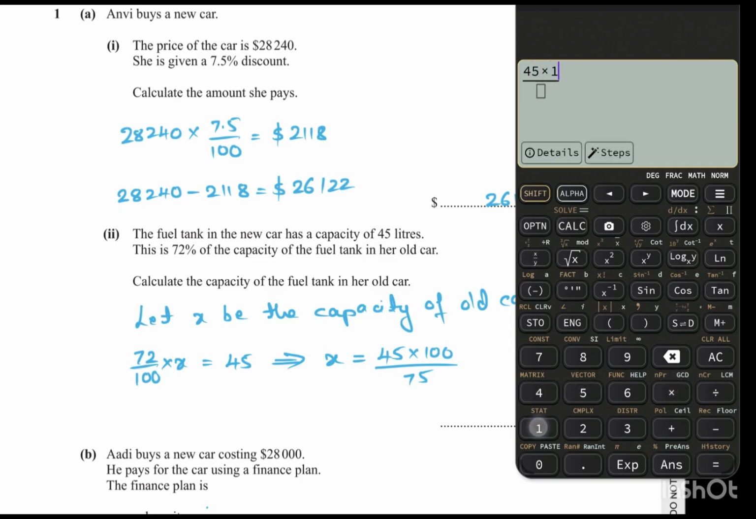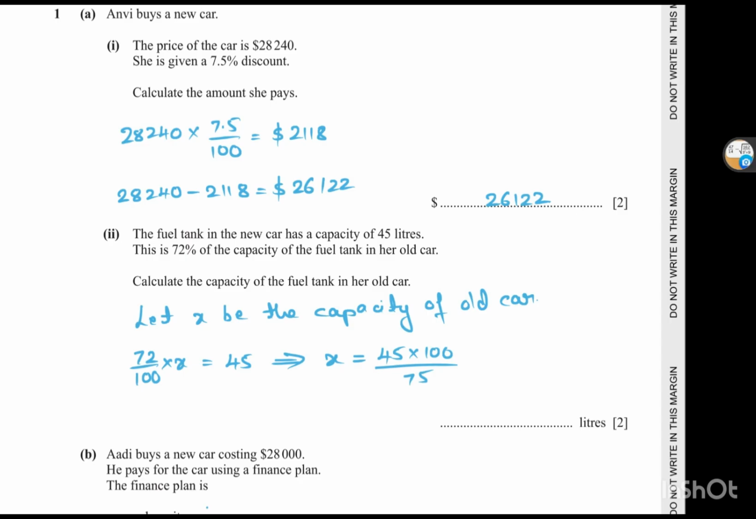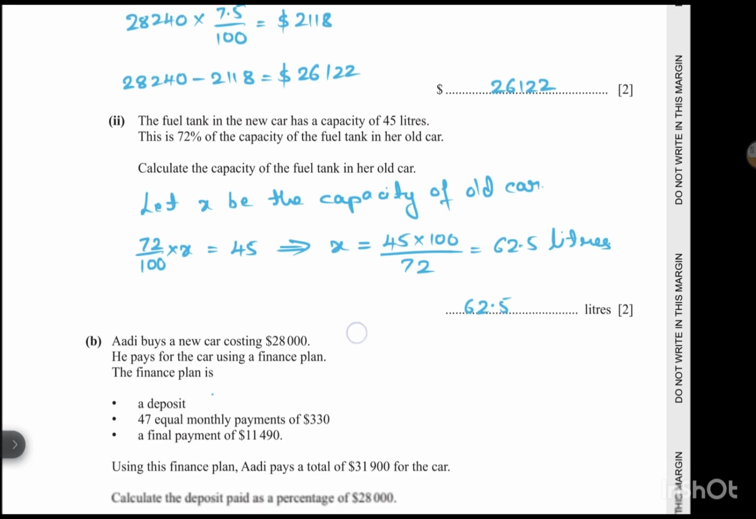So 45 into 100 by 75. No, not 75, it is 72. It's my mistake, it's 72. So 45 into 100 by 72 is equal to 62.5 liters. This is the capacity of old car fuel tank. So this is the answer. Question number A is done in one. Question number B now.